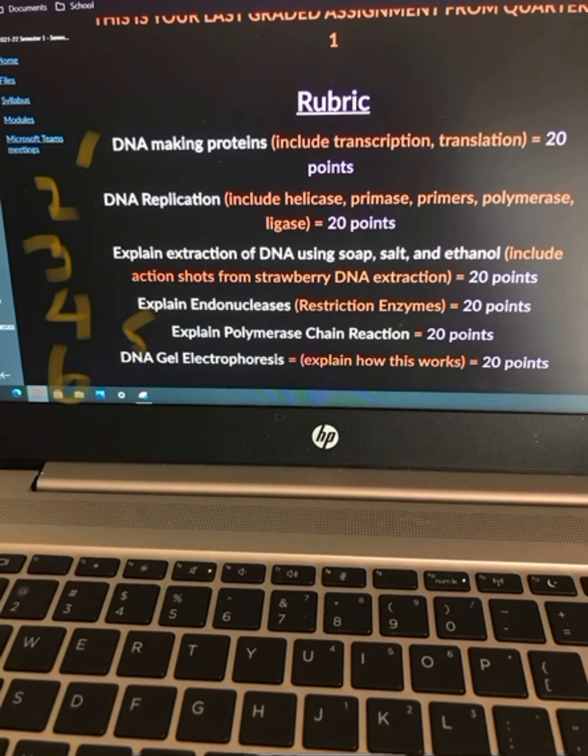So for helicase, these are enzymes that bind and even remodel nucleic acid or nucleic acid protein complexes. For primase, it synthesizes short RNA sequences called primers, and they serve as the starting point for DNA synthesis. For primer, it provides a starting point for DNA synthesis.